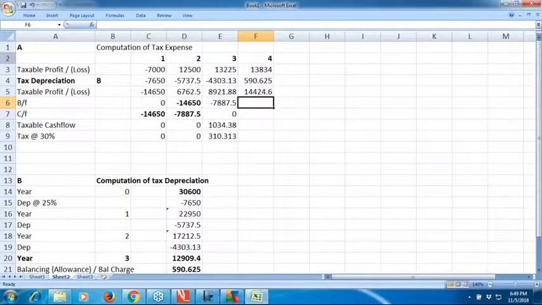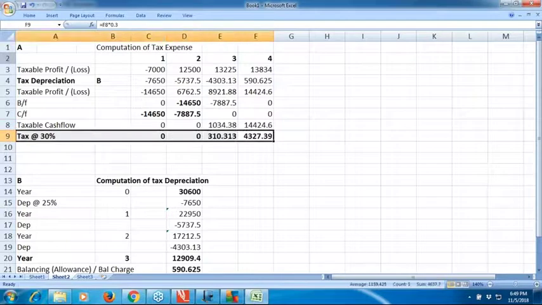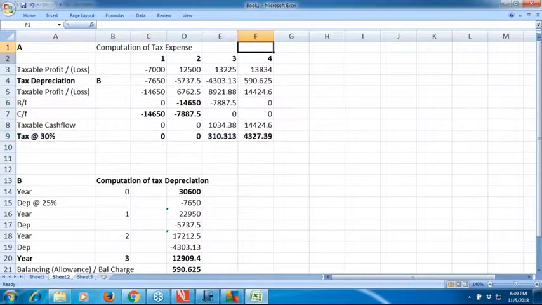And in the next year, we would have a brought forward loss of zero. The carry forward is also going to be zero, and we'll have this much of the taxable cash flow, and this is going to be the tax that we will be paying. So basically, if the examiner asks us what the tax is going to be, we need to calculate the tax like this. I hope this is clear on all sides.